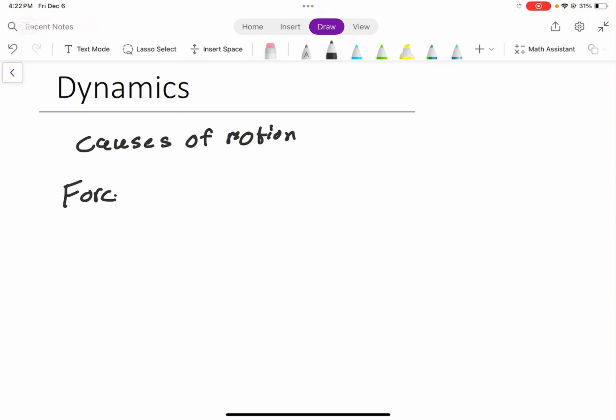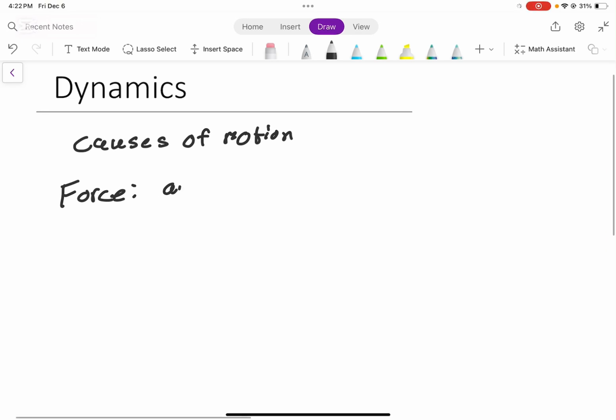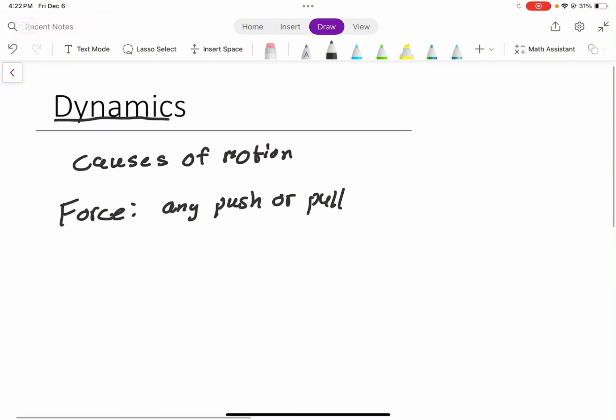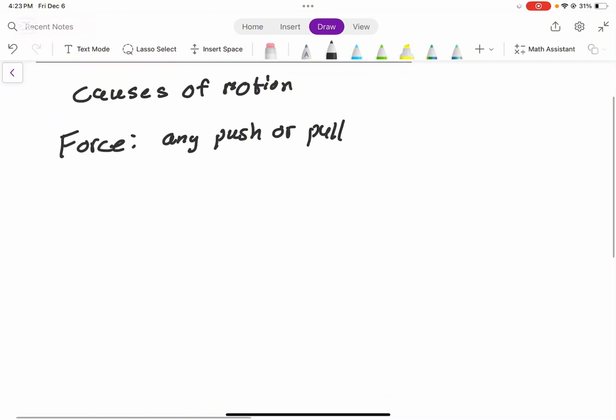So what we're going to focus on is, what is a force? You may have heard about forces before, but any push or pull is a force. Dynamics is about any push or pull that goes on in the real world. Anytime you pull on a door handle, you're applying force to the door. Anytime you kick a soccer ball, you're applying force to the soccer ball, and that's the study of dynamics.